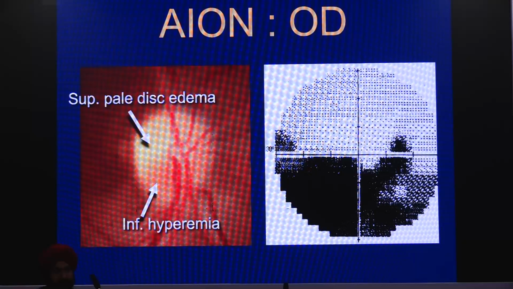AION is generally caused by a vascular event, and it follows the vascular pattern of the blood supply to the optic nerve. So it causes an altitudinal defect. Inferior altitudinal defect is much more common than the superior altitudinal defect.